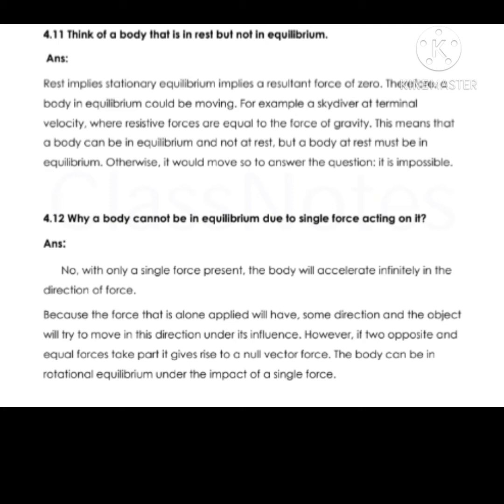With only a single force present, the body will accelerate infinitely in the direction of the force, because the force that is alone applied will have some direction and the object will try to move in this direction under its influence. However, if two opposite and equal forces take part, it gives rise to a null vector force. The body cannot be in rotational equilibrium under the impact of a single force. So that's why a body cannot be in equilibrium due to a single force acting on it.